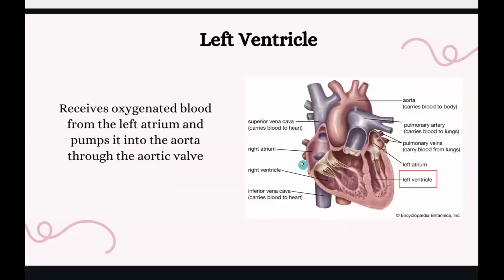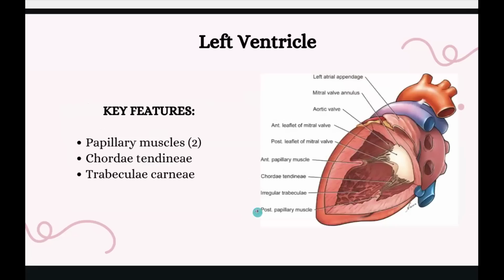The left ventricle is a very important chamber, obviously, because it pumps blood to the whole body. And because it does that, it has a very thick wall, and this is very characteristic of the left ventricle, and it helps you identify it either through a model or a cadaver. It's very easy to identify. It receives oxygenated blood from the left atrium and pumps it to the aorta through the aortic valve. In the left ventricle, you have two papillary muscles because, as we said, the mitral valve is bicuspid, so it has two cusps. So you'll have only two papillary muscles, an anterior and a posterior papillary muscle, and they're going to be attached to the chordae tendineae, and you'll also have trabeculae carneae.